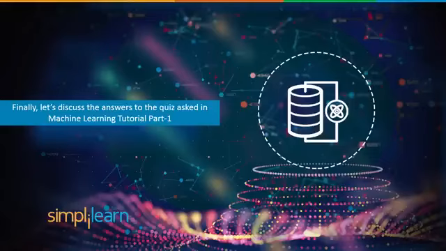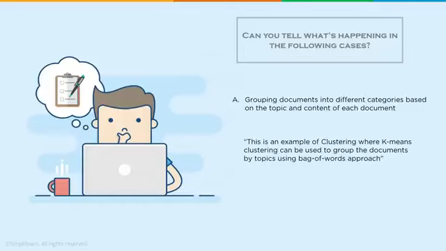We're going to go in there and let's discuss the answer to the quiz asked in Machine Learning Tutorial Part 1. Can you tell what's happening in the following cases? A. Grouping documents into different categories based on the topic and content of each document. This is an example of clustering where k-means clustering can be used to group the documents by topics using bag of words approach. So if you've gotten in there that you're looking for clustering, and hopefully you had at least one or two examples like k-means that are used for clustering different things, then give yourself 2 thumbs up.